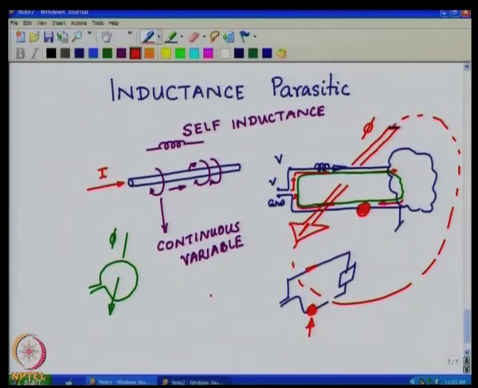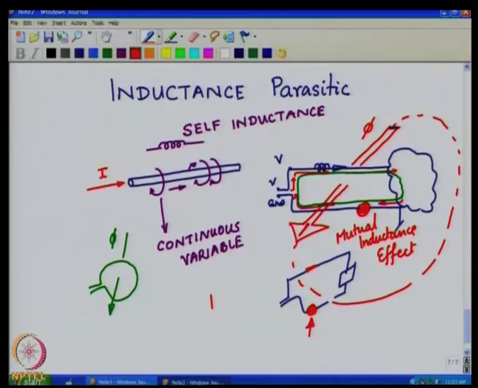So, this is called the mutual inductance effect. So, we have the mutual inductance effect, self inductance effect, series inductance effect. All these effects can really change the way the circuit behaves when they are put onto the printed wiring boards.